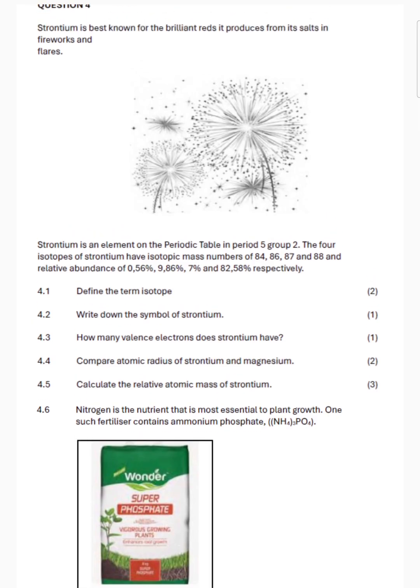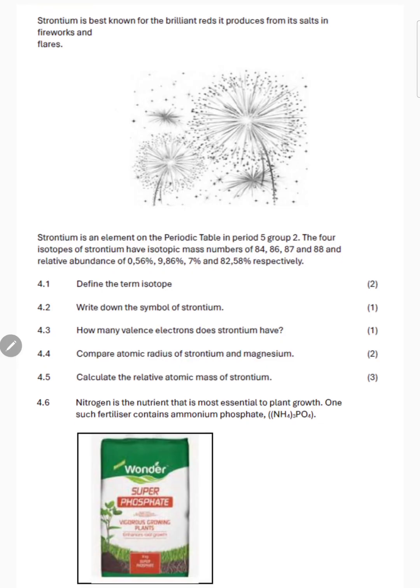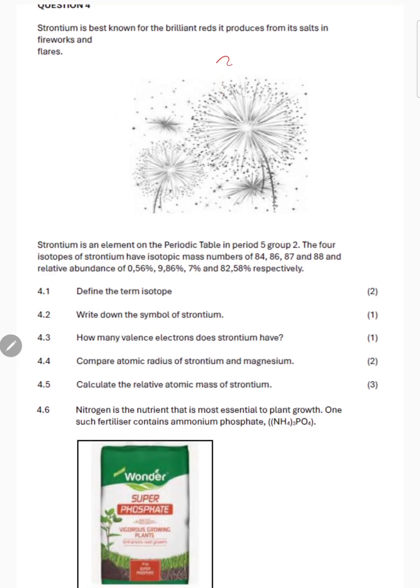Strontium is best known for the brilliant reds it produces from its salts in fireworks and flares. Strontium is an element on the periodic table in period 5, group 2. You can see that it produces a nice color, and the color must be red.